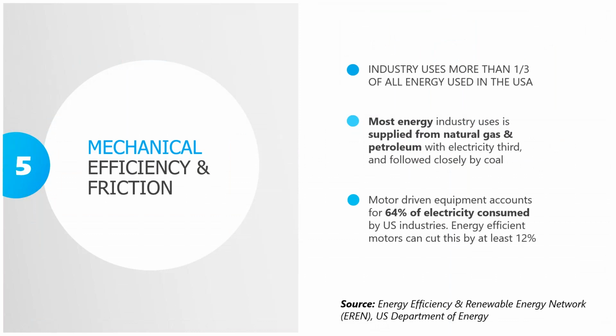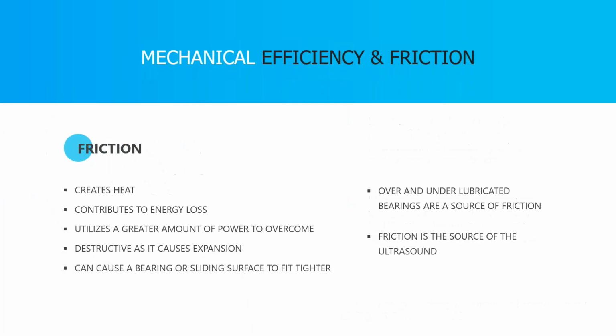All right, number 5, and certainly last but not least, the way that we can use ultrasound to reduce energy waste in our plants or facilities while increasing reliability directly relates to mechanical efficiency and friction. And again, we're kind of led into talking about condition-based bearing lubrication. If you look at this stat here from the U.S. Department of Energy, motor-driven equipment accounts for 64% of the electricity consumed by U.S. industries. So, again, we all have motors. Why not make them as efficient as possible?